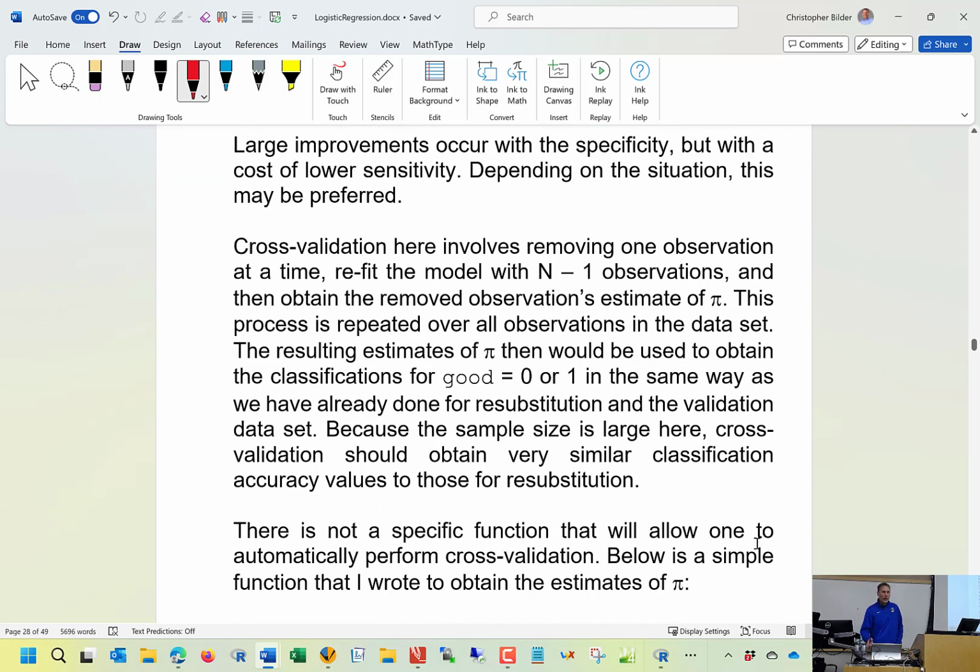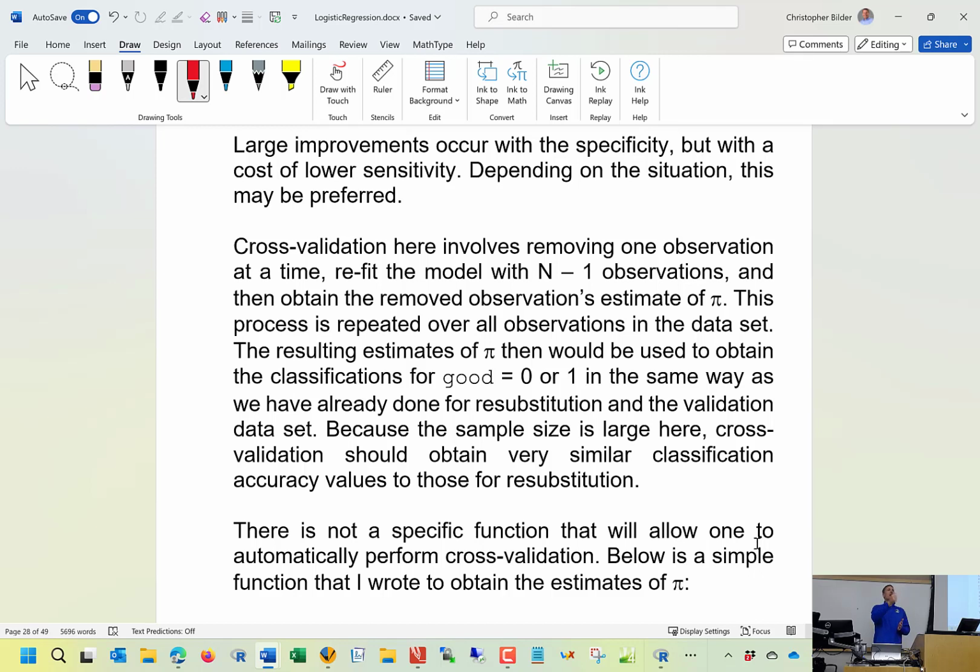Okay, what about cross-validation? Well, what does this mean in this kind of a setting? So let's say, well, we would do it something like this. Go to your first observation, remove it from the data set, re-estimate the model, get its estimated probability of success, use that cutoff probability then to make a judgment or prediction of success or failure. Then you put that first observation back in the data set.